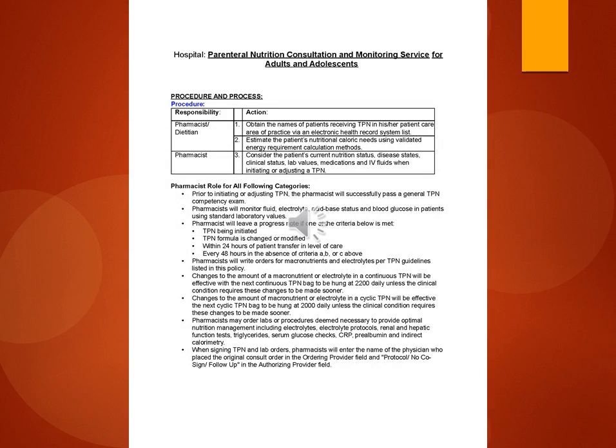Hospital Parenteral Nutrition Consultation and Monitoring Service for Adults and Adolescents. Procedure and Process. Procedure. Responsibility of pharmacist.